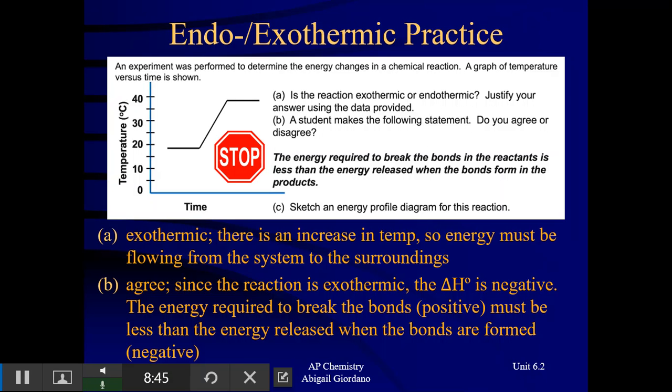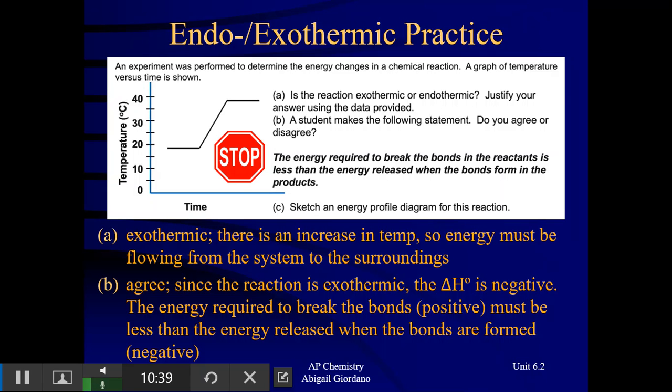I agree with the statement. Since the reaction is exothermic, that delta H value is negative. Remember from last lesson, Unit 6.1, when you break bonds in reactants, breaking bonds is an endothermic process. So those energies are going to be positive. When the bonds are formed on the product side, those are exothermic, and those are going to be negative. If I add all of those energies together, that gives me the total delta H for the whole reaction. And as I saw from letter A, the reaction is exothermic.